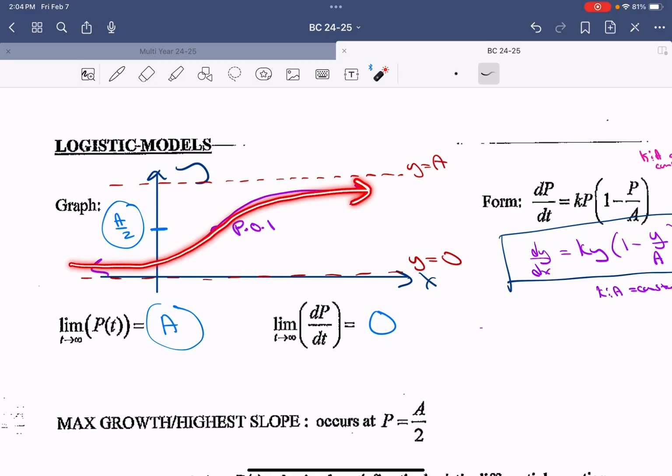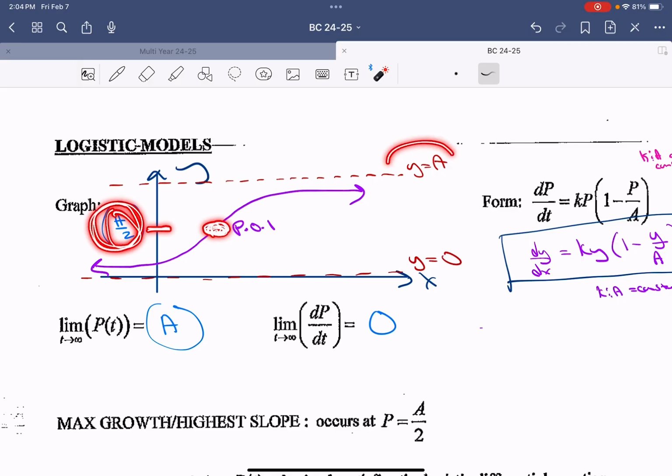Some people like to call it like a tangent function on its side. I get that, but it's not, okay? And you'll notice that a logistic growth function will always have a point of inflection. And this point of inflection will always occur at the y value that is 1/2 the upper asymptote.